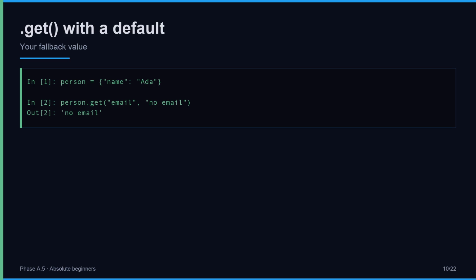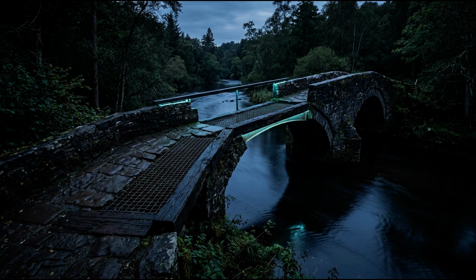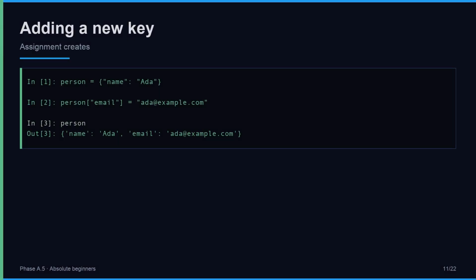Instead of crashing on missing data, you get a sensible fallback that you choose. Choose your fallback. Real data is messy. Keys you expect are sometimes absent. A good program does not crash, it handles the gap gracefully. The get method is one small tool that makes your code calm under uncertainty. You will reach for it often. Handle the gaps.